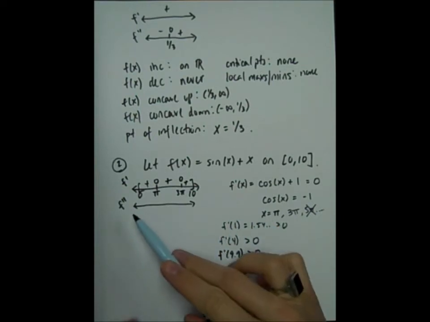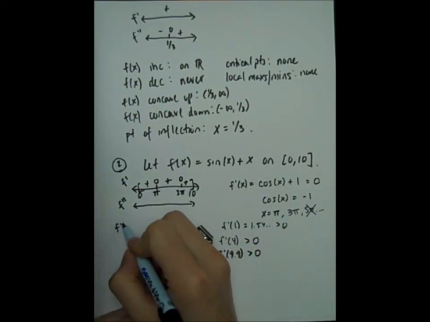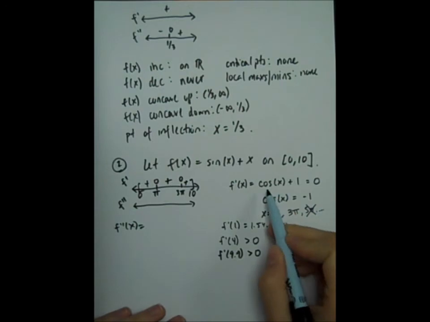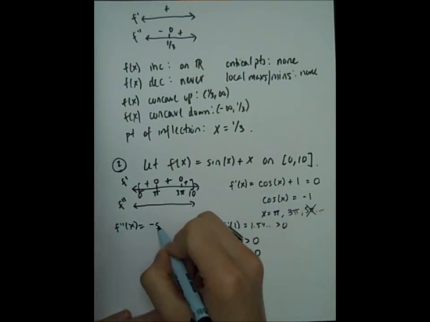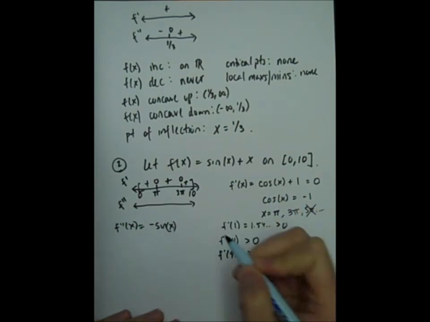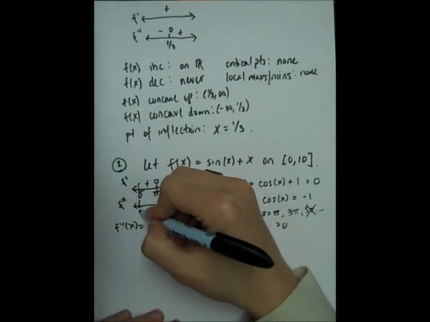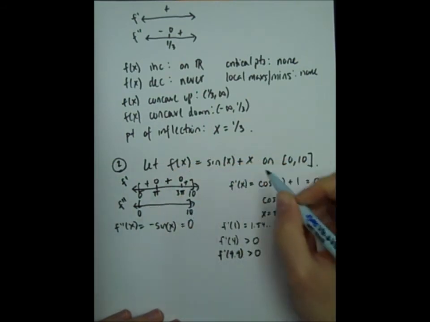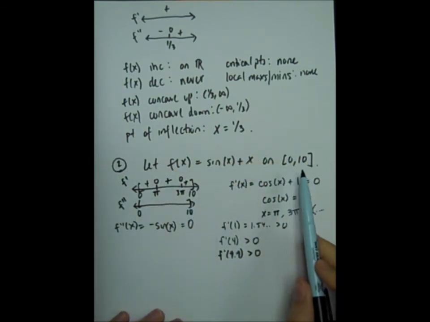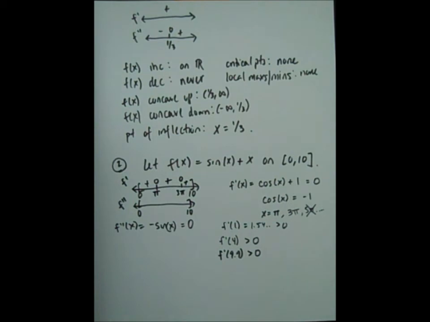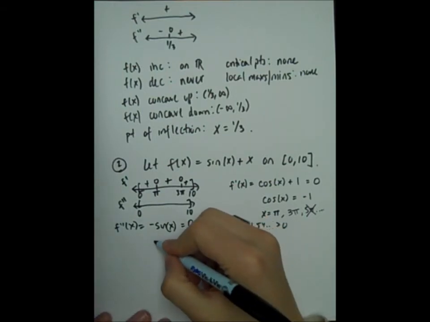Next, I'm going to look at f double prime. So the derivative of cosine of x plus 1 is negative sine x, and I want to know where that is 0. So between 0 and 10, remember that's the only interval we're looking at, or the only x values we want, is between 0 and 10. When is sine x equal to 0? Well, it's going to be equal to 0 at 0.